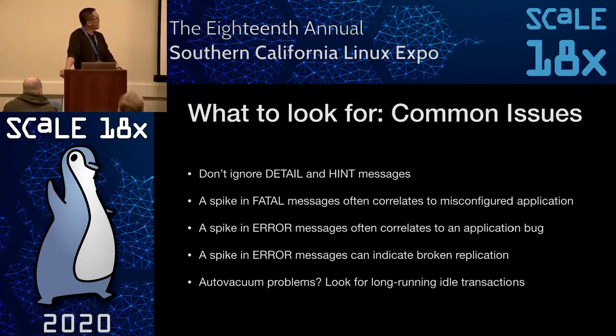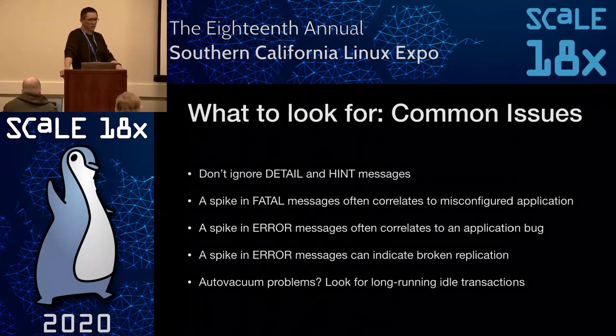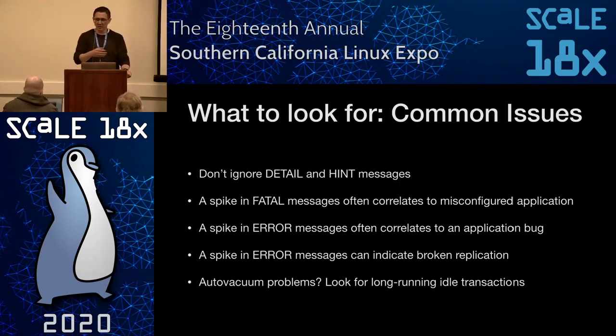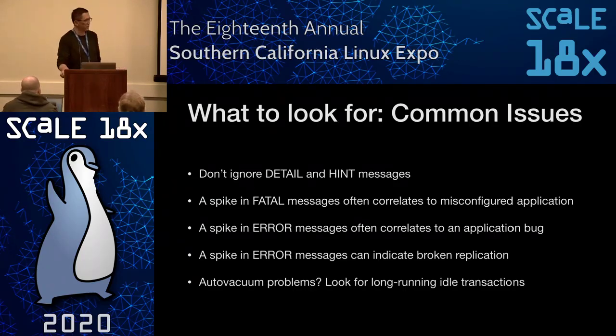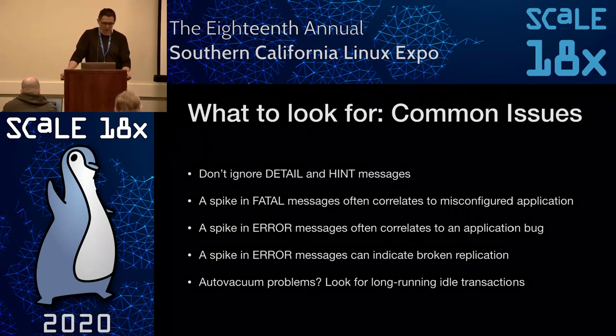Okay. A spike in error messages could be a development issue, like an application bug. I've had situations where developers pushed some code and the release engineer pushed it out to their servers and all these errors started coming through, because they replaced the L with a 1 in a table name or something like that, right? So if you're monitoring for this, you can actually find application bugs. A spike in error messages could also indicate broken replication. So read your error message, find out what it means, and deal with it accordingly.